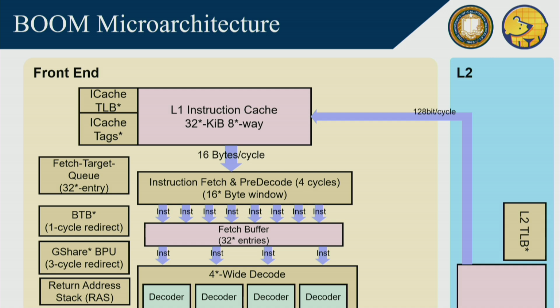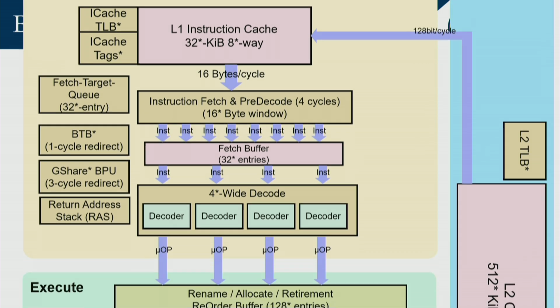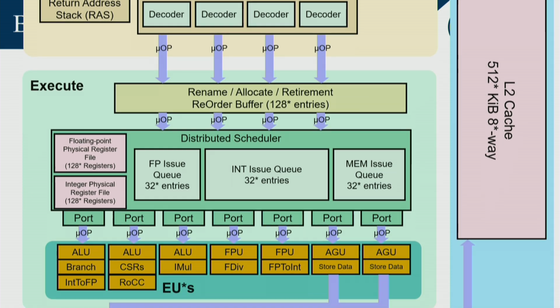We try to fetch and decode multiple instructions per cycle. And we also have several branch prediction structures to ensure good utilization of our fetch bandwidth. This is fairly typical of most modern high-performance processor designs. Moving on to execute, after instructions are decoded, they enter the execute stage. They are renamed to use physical registers in the rename stage, they get allocated a slot in the reorder buffer, and then they get dispatched to our distributed scheduler.